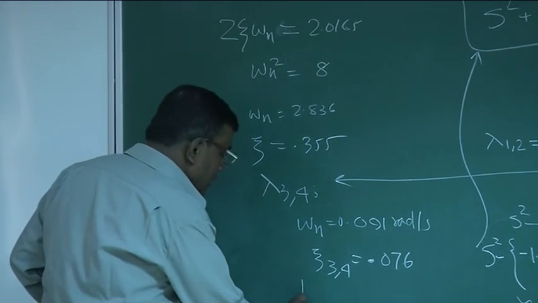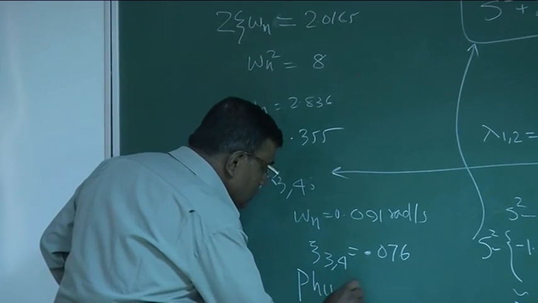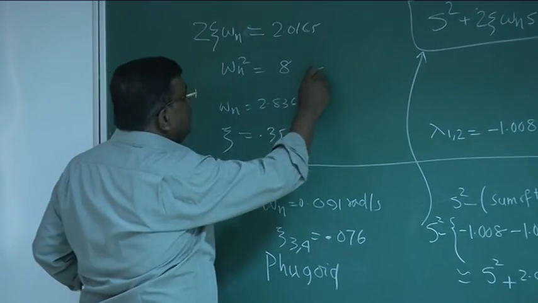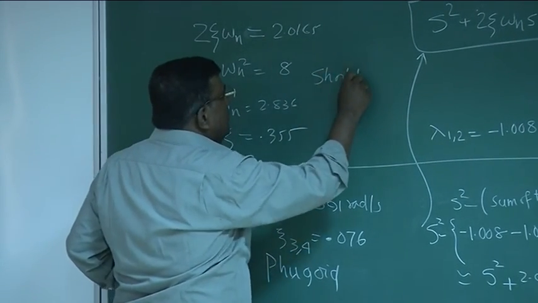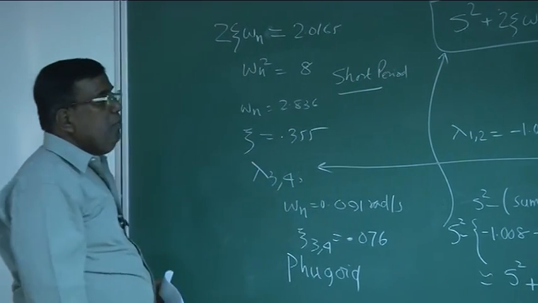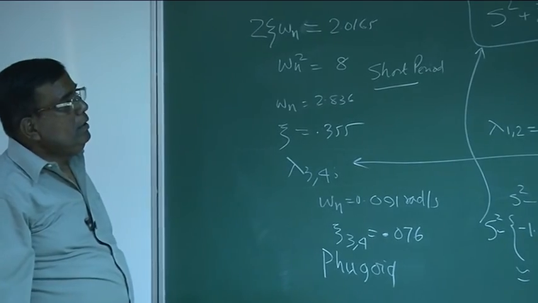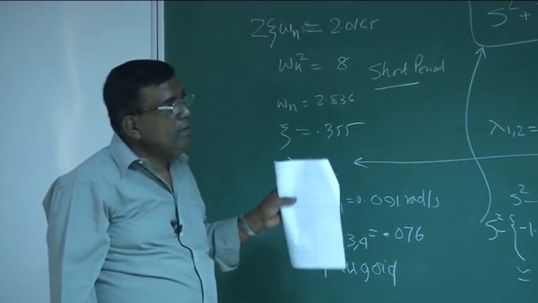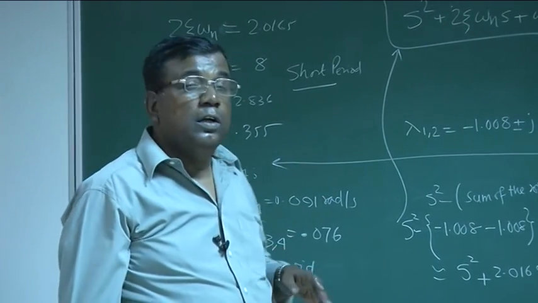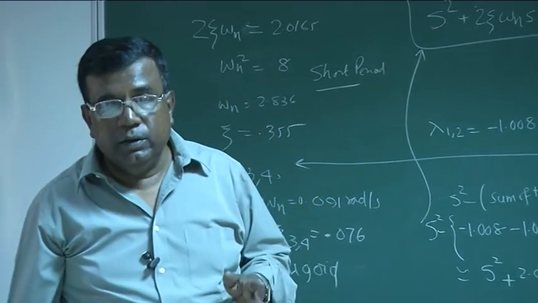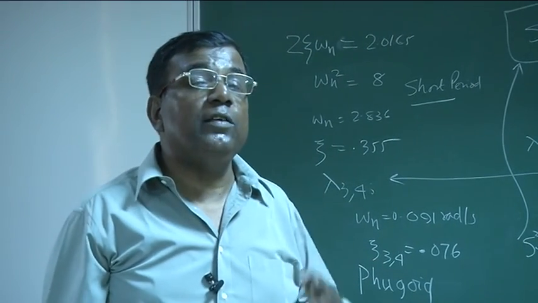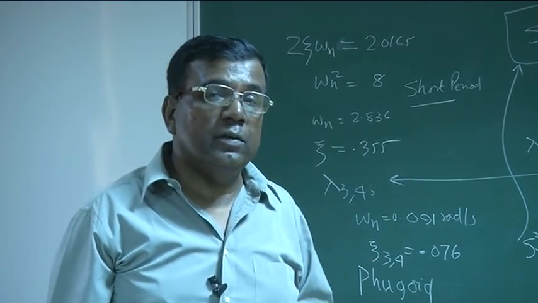Okay, so phugoid, and this is short period. We'll explain what phugoid and short period approximations are, but I thought we'll solve this example, and that will throw a lot of light. You'll understand what you are doing. Don't get bogged down by big equations. Those equations, once derived, are known. You need not remember them, but you have to understand how to utilize those equations, right?